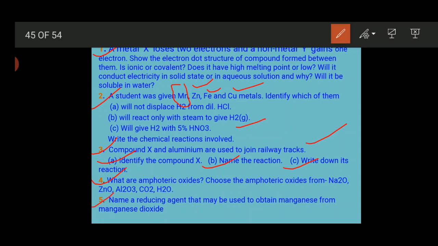Fifth question, name a reducing agent that may be used to obtain manganese from manganese oxide. Aluminium. Aluminium is used as a reducing agent. Sometimes it's not possible to use carbon as a reducing agent, because carbon shows much more reactivity towards that particular element. That's why we use some other reactive metal as a reducing agent. So for this question we use aluminium as a reducing agent. Now let's see some other questions.